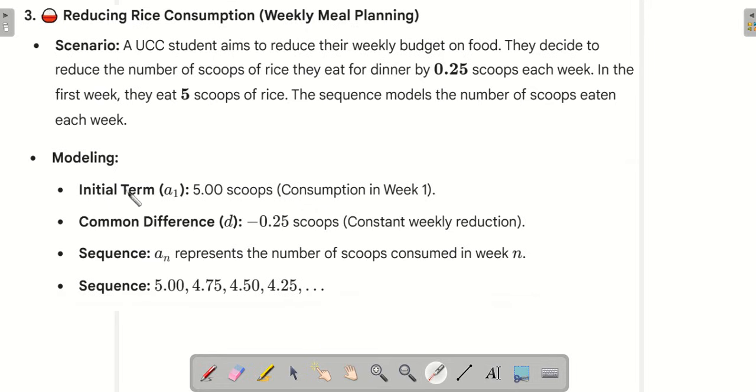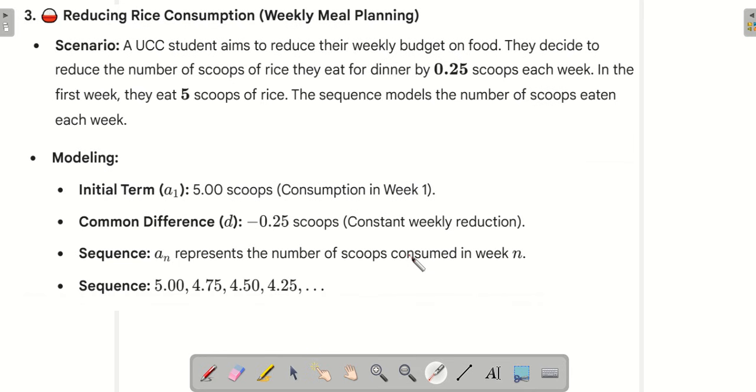So in the modeling, the initial term was 5 scoops, consumption in a week. Then the common difference was negative 0.25 scoops. That was a constant weekly reduction. So the negative represents reduction. The sequence AN represents the number of scoops consumed in a week. And we can model the sequence starting from 5.0. We keep reducing by the common difference 0.25, and it goes on like that.